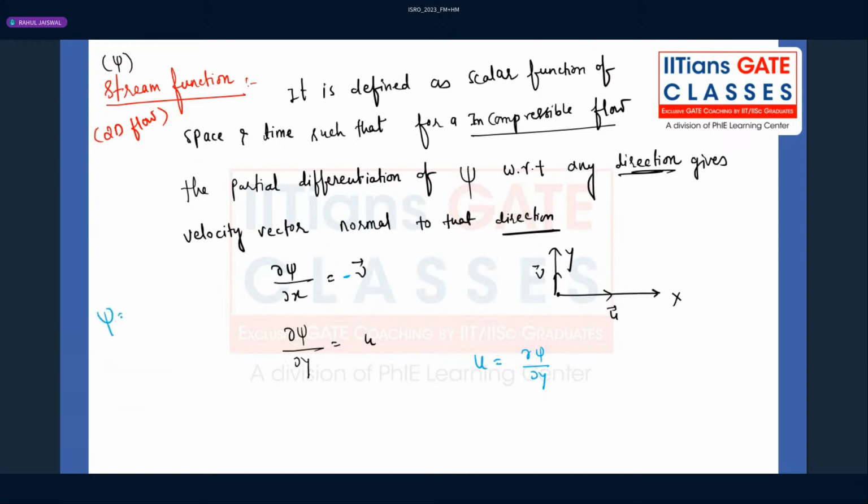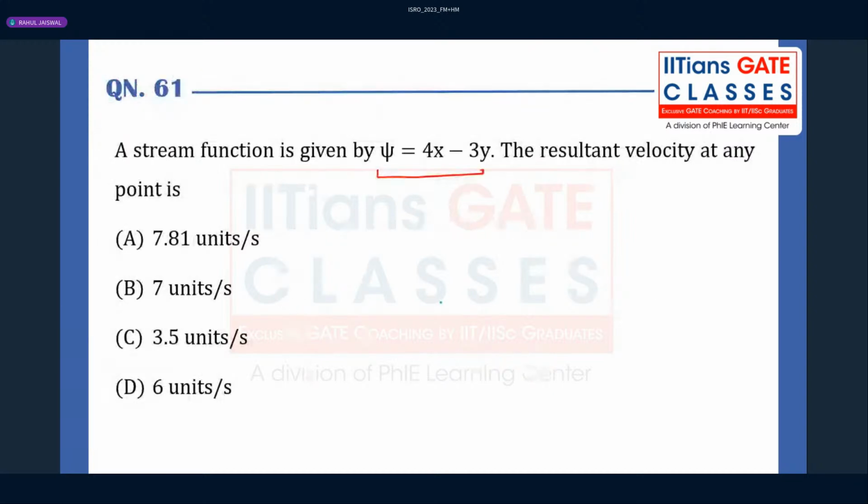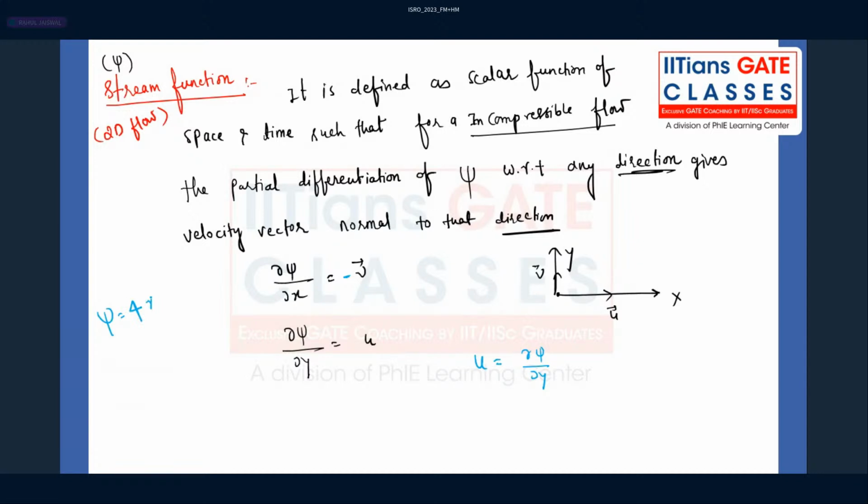And what is the psi in the particular problem? When you see the problem, 4x minus 3y. So u will be equal to minus 3, and v will be minus of dou psi by dou x. So that will be minus of 4, so that will be minus 4.